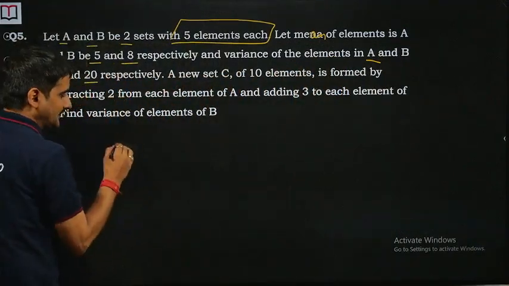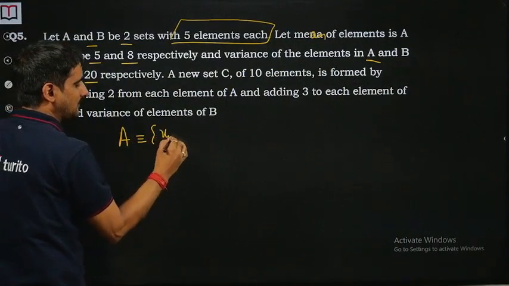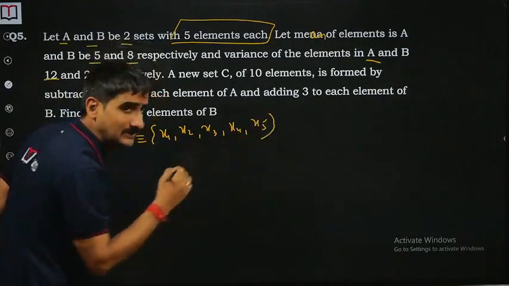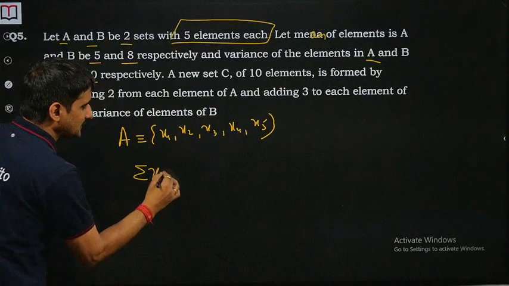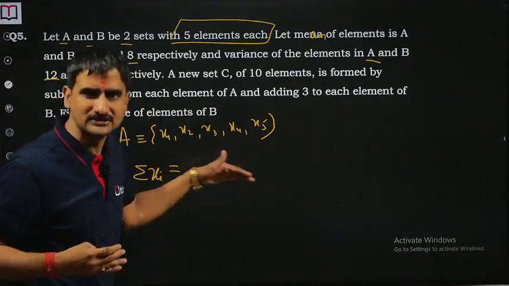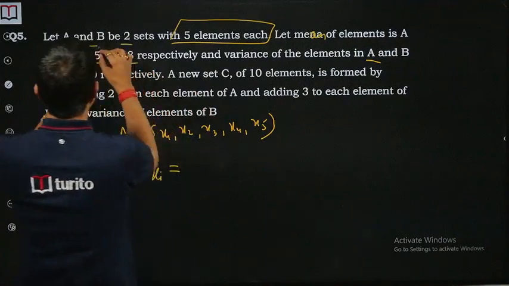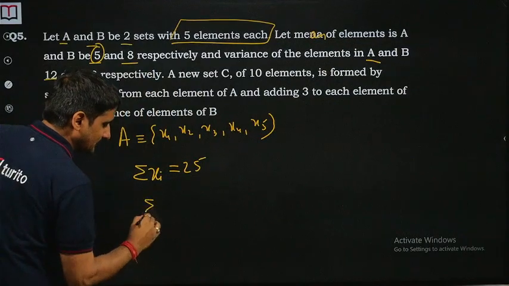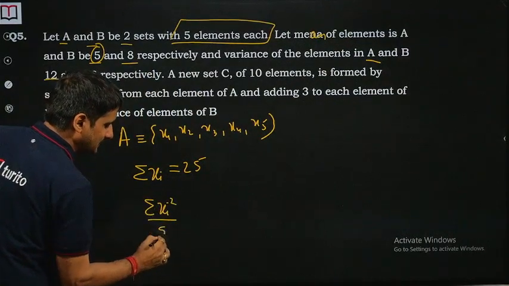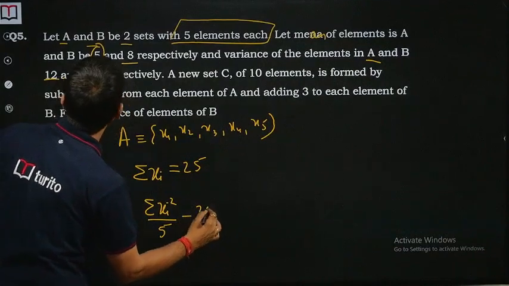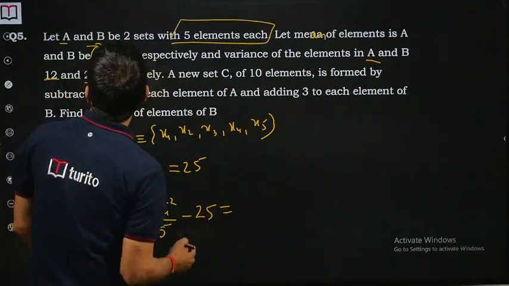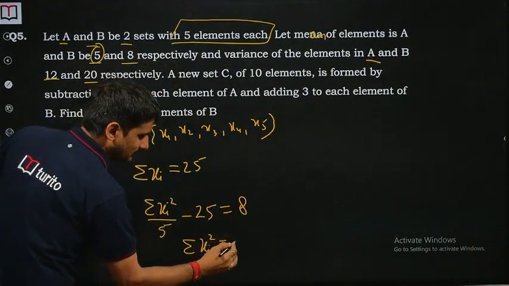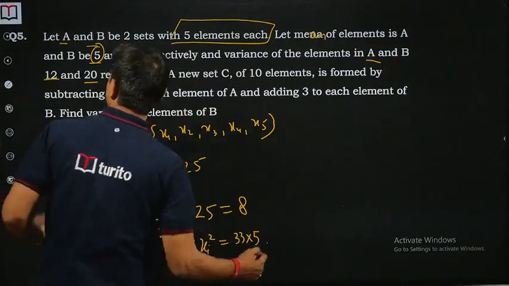Okay, so let A have the elements x1, x2, x3, x4, x5. What do we have? The mean is the sum of all the observations upon 5, which is 5, so the sum is 25. I am doing it directly. The variance will be summation of xi square by 5 minus mean square, which is 25, equal to 8 here. So it's 33, so you have summation xi square as 33 into 5. That's one data.